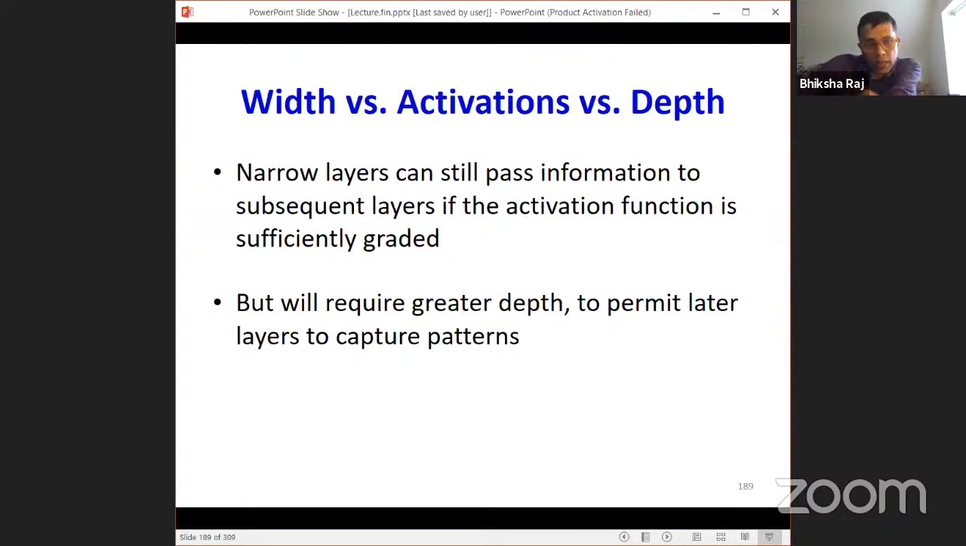So the consequence of this is that if you're using saturating or threshold activations, then having narrow lower layers can be a killer. It basically gates information, and there's nothing subsequent layers can do to recover information and construct your patterns. But narrow layers can still pass information to subsequent layers if the activation function is sufficiently graded. But this requires greater depth in the network to permit the later layers to capture patterns.